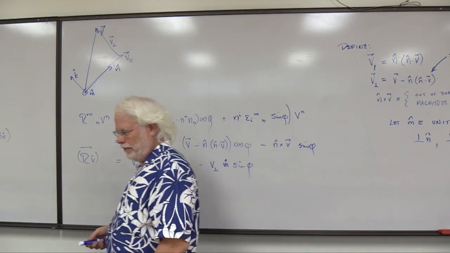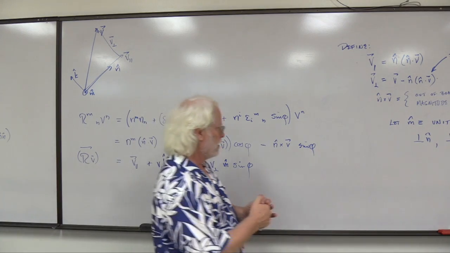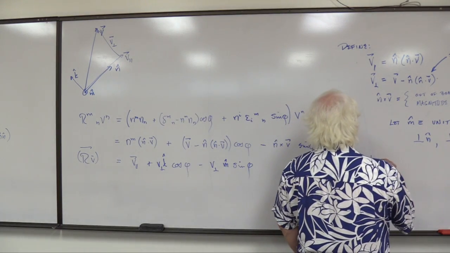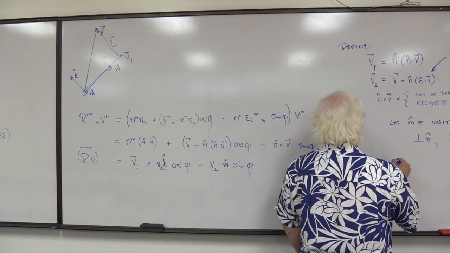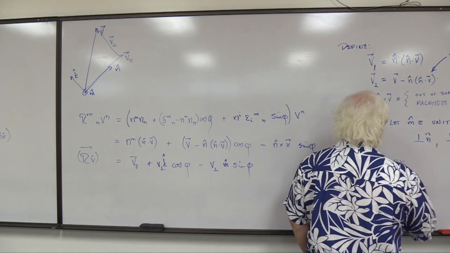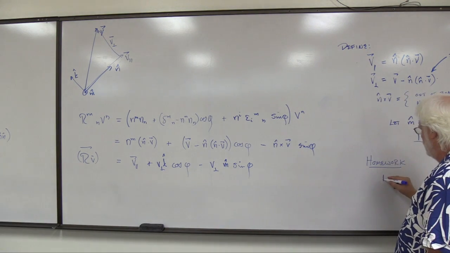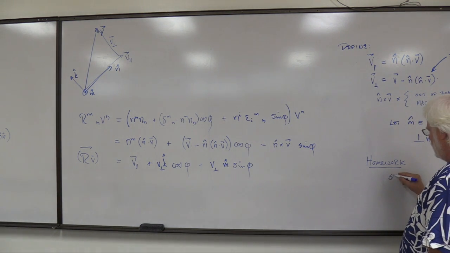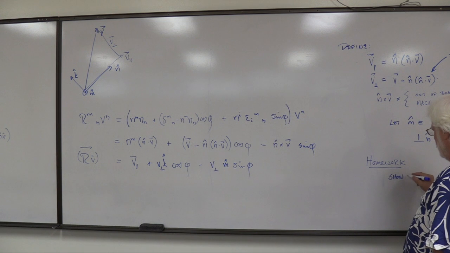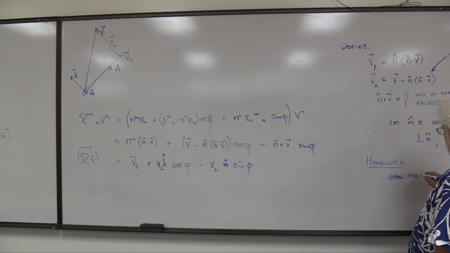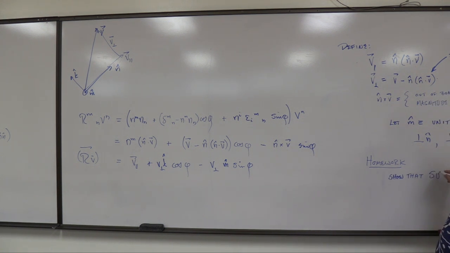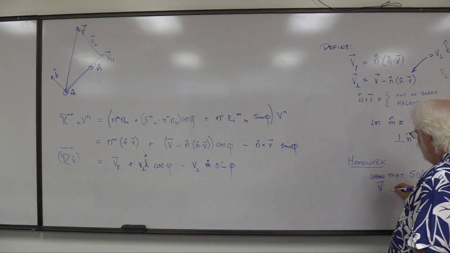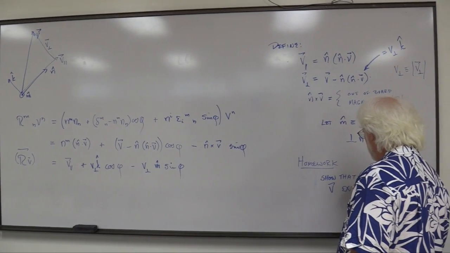So, your homework, I won't even call it an exercise. All those other ones in the chapter are just exercises. So, show that SU2 rotates V exactly the same way.